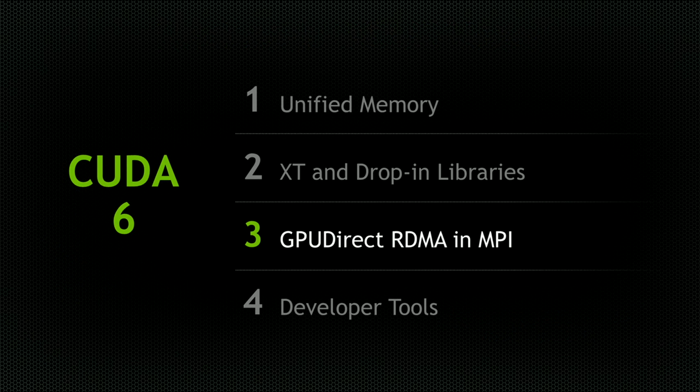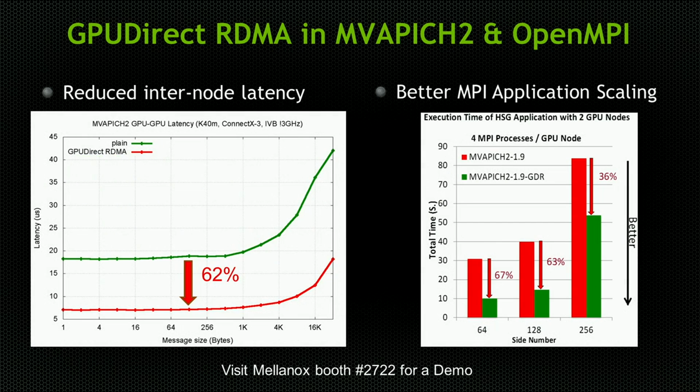Number 3 is GPUDirect RDMA and MPI. We announced GPUDirect RDMA in CUDA 5. It is the ability to transfer data from a GPU on one node across an InfiniBand network to a GPU in another node without going through the host on either side.